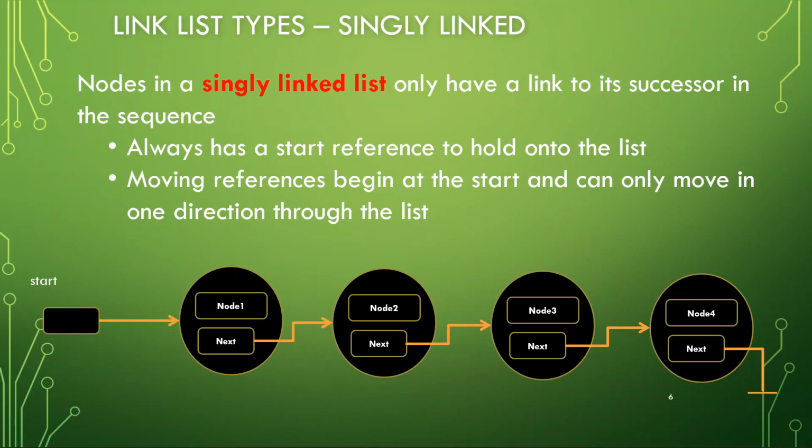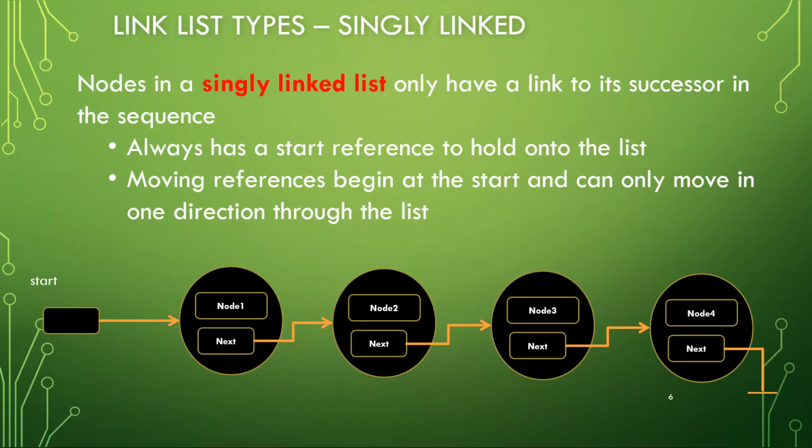So it always has a start reference that holds on to the list. You always need to have that start, that beginning object reference, which will be used to reference the very first node in the list, and then every node after that will have a reference. It'll have its data and whatever else it needs, and then a reference to the node that follows after it.